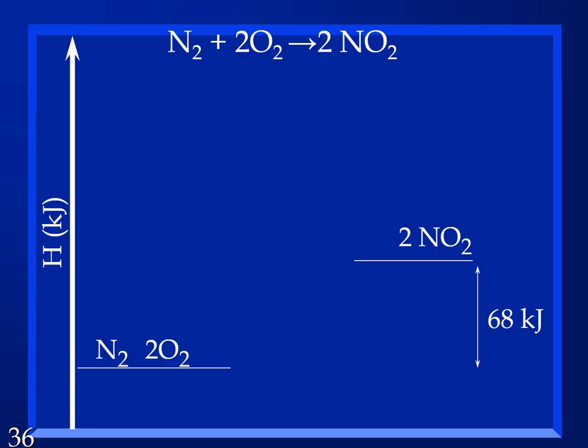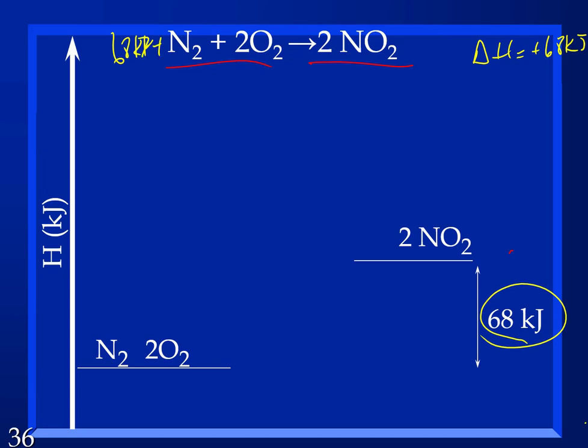So this reaction, nitrogen and oxygen makes nitrogen dioxide. That is the equation for how smog forms. And overall, it's got a delta H of 68 kilojoules. Actually, it's positive 68, right? I'm going up. So delta H for this would be positive 68 kilojoules. Or I'd write the 68 kilojoules over here as a reactant, one of those two, because it's uphill.